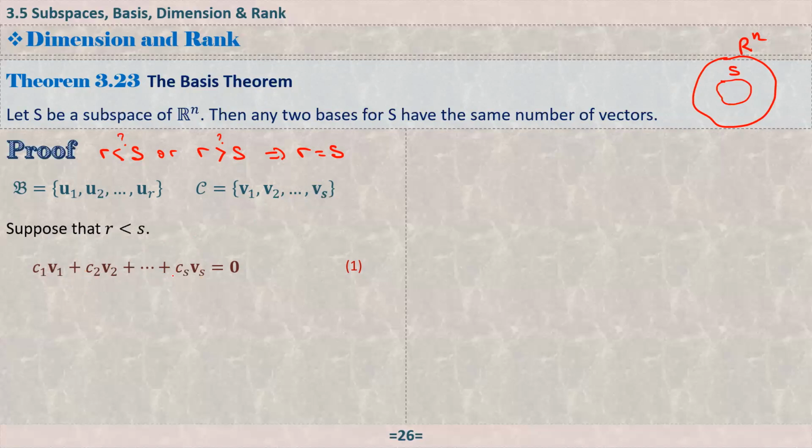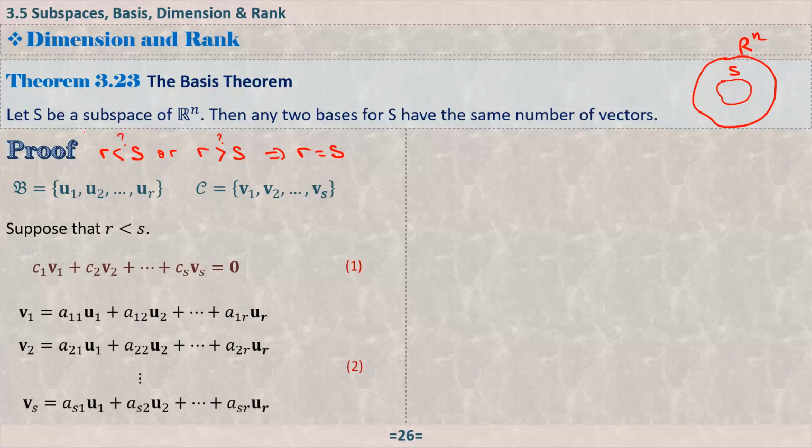The C1, C2, Cs, zero. But now I'll show that actually this is a wrong guess. Now, since B is the basis for S, and C is the basis for S, that means that if you just pick any vector from S, we can write it as a linear combination of these basis vectors.